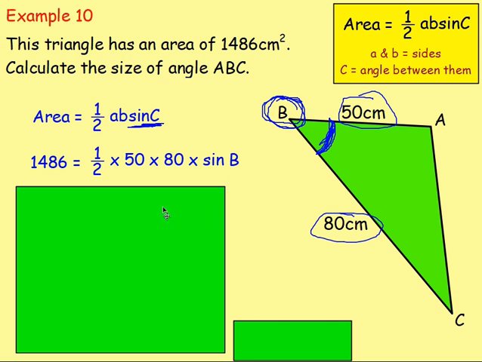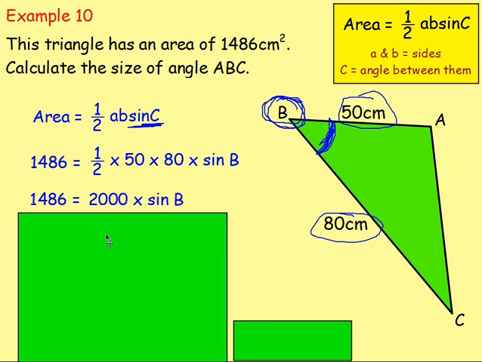From there, what can we then do? Christy? Well, we can work out half of 50 times 80. You could indeed, yes. If you do 50 times 80, 5 times 8, and then just add on the two zeros, and you can half that. That's giving you 2,000. So 1,486 equals 2,000 times sine B.